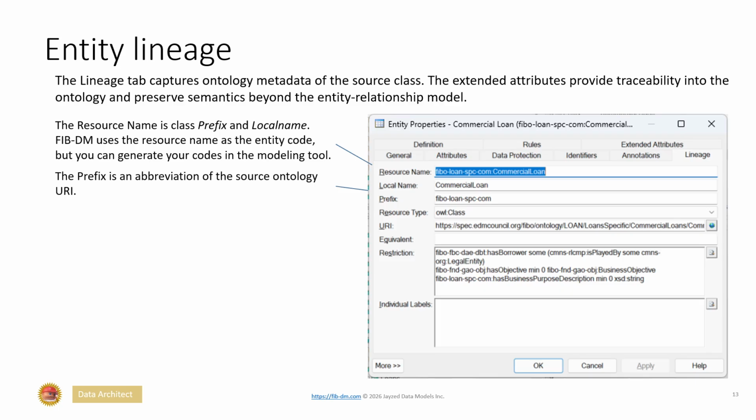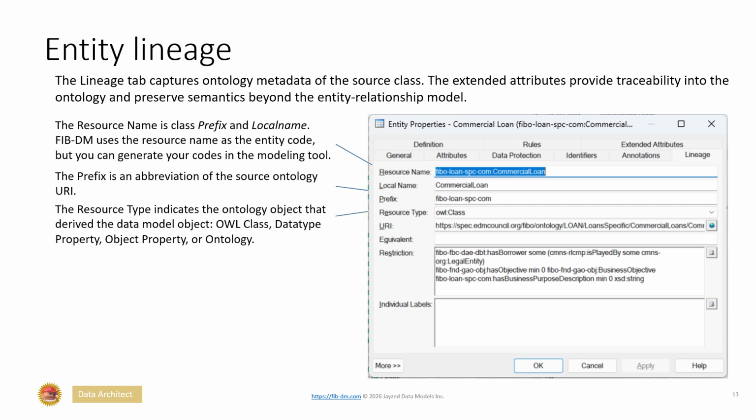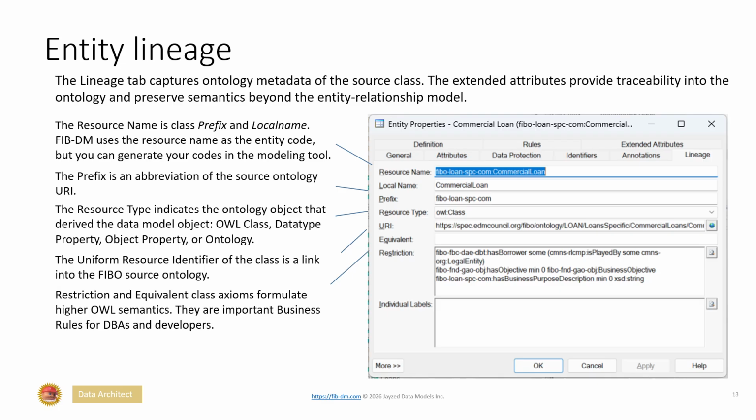Now the prefix is an abbreviation of the source ontology URI. And the resource type again indicates the type of source object. So that can be an OWL class, data type property, object property, or ontology. And the URI, the uniform resource identifier of the class, is a link into the FIBO ontology.